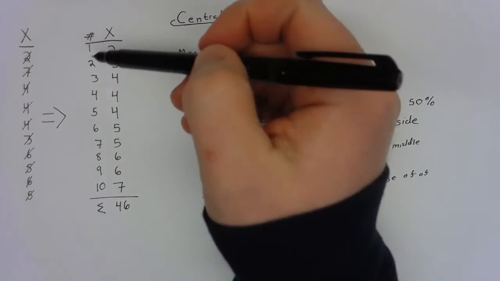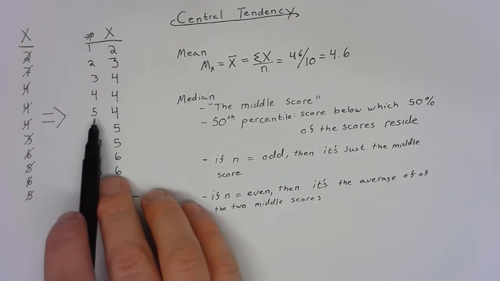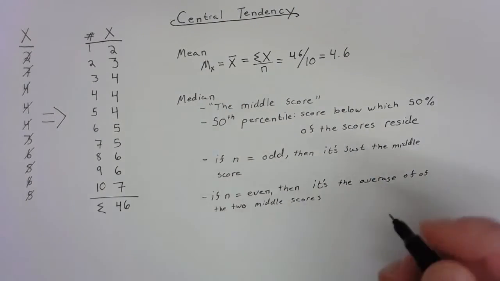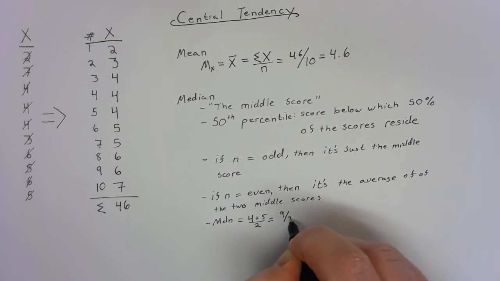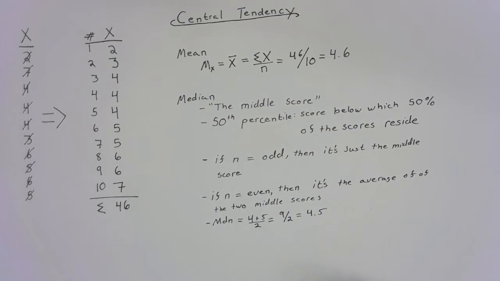With our data set, we already put everything in order, so this is really easy. We just find those two middle scores, the 5th and the 6th score, which are 4 and 5, and we find the average of them. 4 plus 5 equals 9, divided by 2 gives us 4.5.